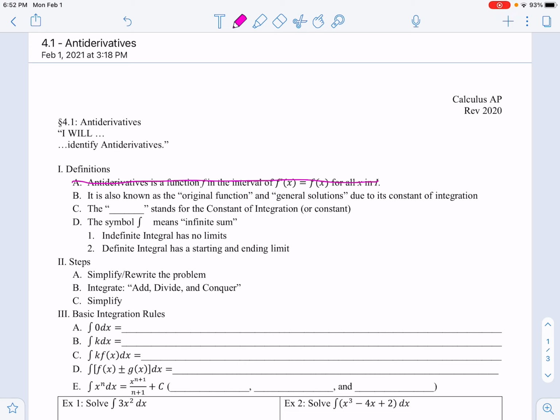All right. An antiderivative is the original function. General solution due to its constant of integration. The C stands for the constant of integration. You're like, what are you talking about? If I integrate f prime of x dx, I'll get back to the original function plus c. Okay? You're integrating the derivative. You're going back to the function, and you add c. And we'll talk about that in a minute of why.